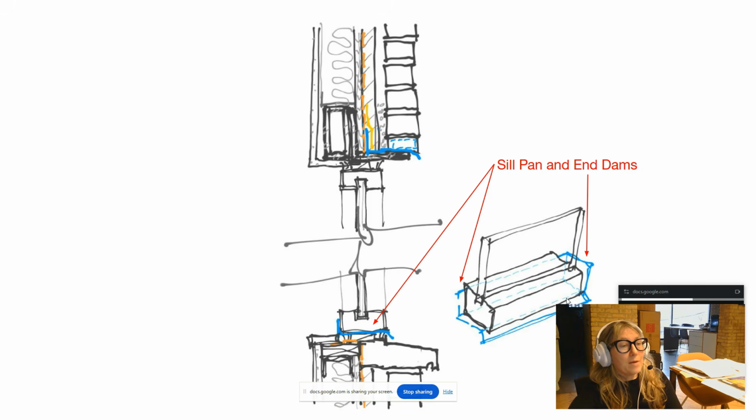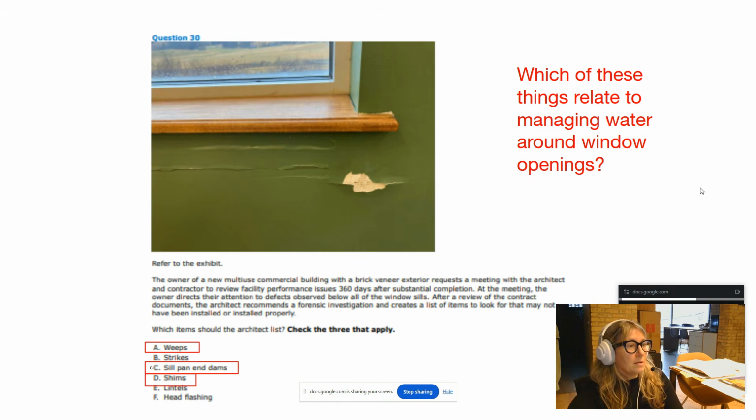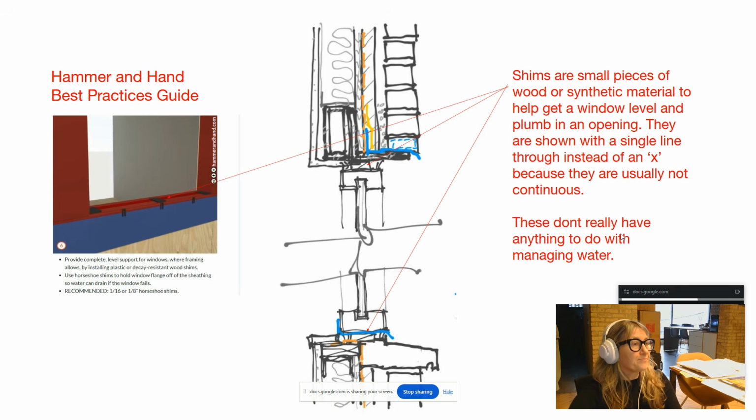And an end dam is when the flashing turns up at the end. Same purpose. Basically, it's kind of containing any moisture that gets wept or let through the mullion or through the window system somehow, and pushes it to the outside. So that's definitely a contender. It obviously manages water. Shims, let's look at shims.